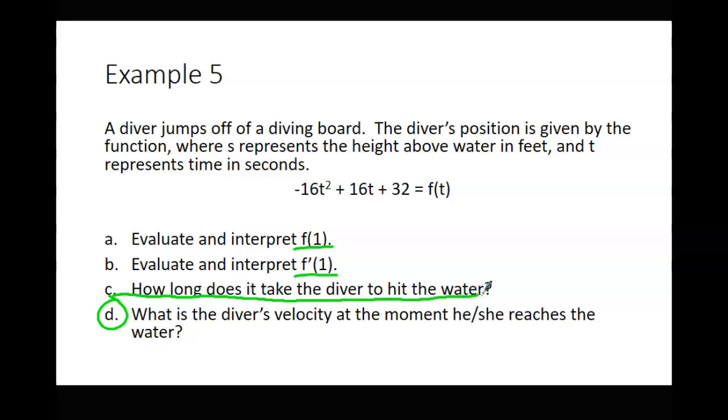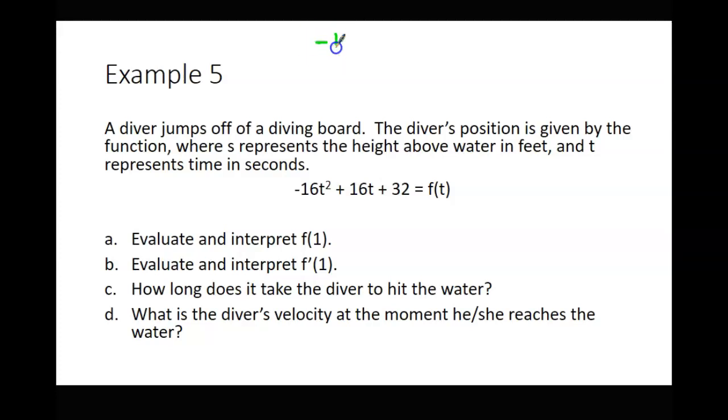So in part C, we need to figure out how long it takes the diver to hit the water. Once you know that, you can figure out what the diver's velocity is when he or she reaches the water. The way you're going to do that is you find when they hit the water, and then plug that time into the velocity function to figure out the velocity at that point. But let's start with part C. So here we go. How long does it take the diver to hit the water?